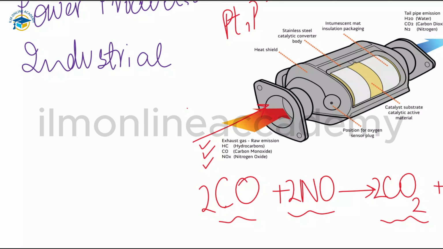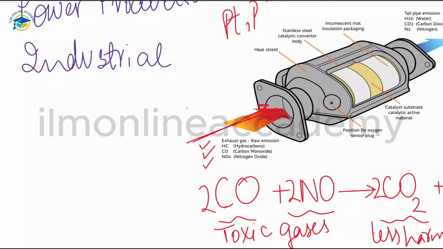Carbon dioxide, as compared to carbon monoxide and nitrogen oxide, is less harmful, right? And so is the nitrogen gas that is produced here. But carbon monoxide and oxides of nitrogen are more harmful, or you can say these are the toxic gases. So that's why catalytic converters are used in car engines, for the conversion of the toxic gases into less harmful gases before they are emitted into our atmosphere.